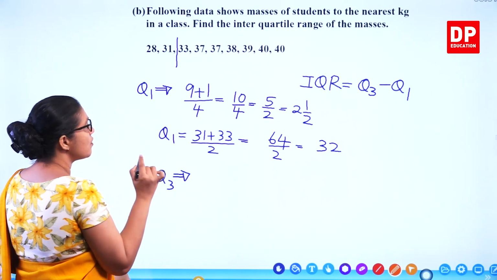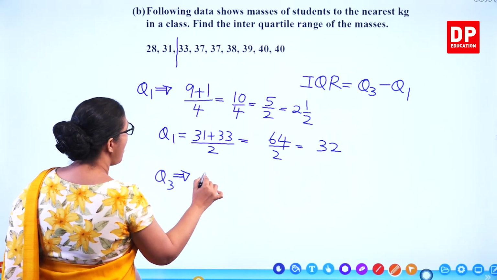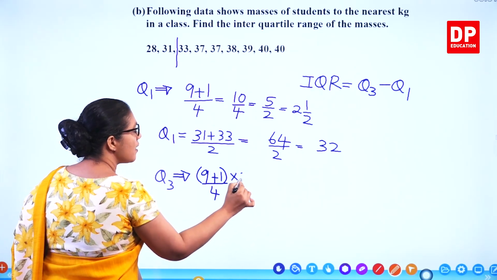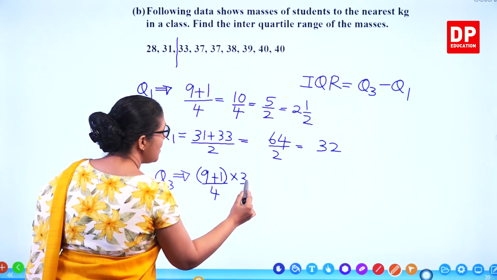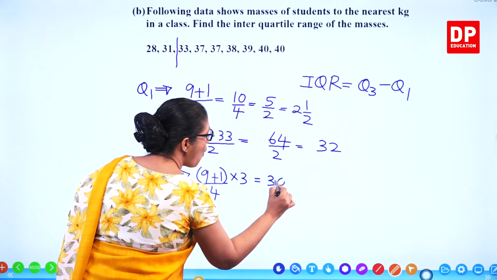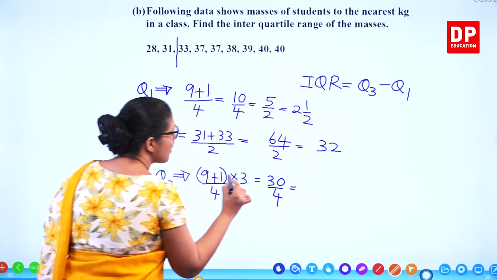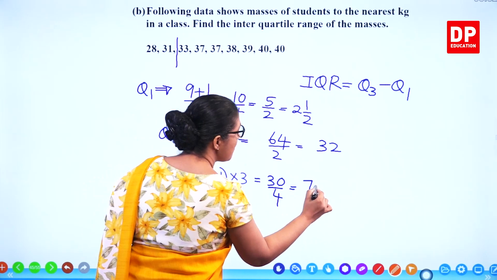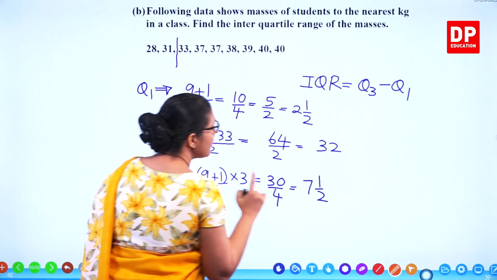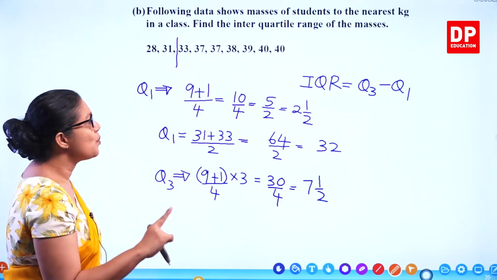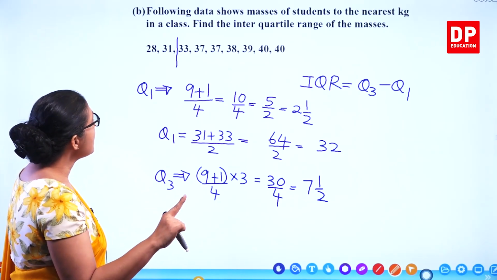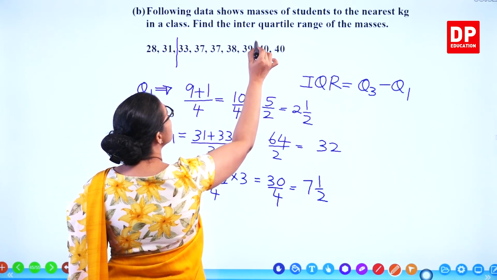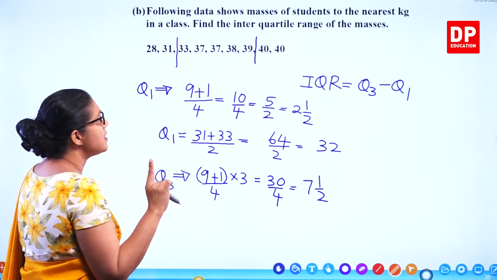Now find out the third quartile. How do you find the third quartile? So you take n plus 1 over 4, multiply by 3. 9 plus 1, 10, 10 times 3, 30 over 4. So you get 7.5. So what does 7.5 mean? In between the 7th one and the 8th one. 1, 2, 3, 4, 5, 6, 7. So this is in between 39 and 40.